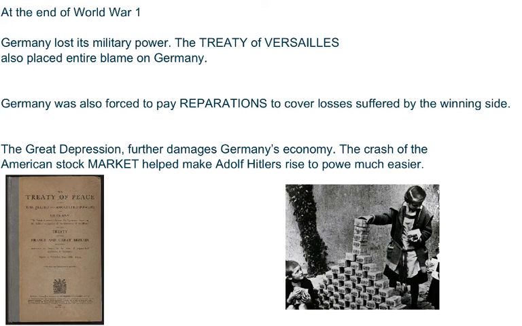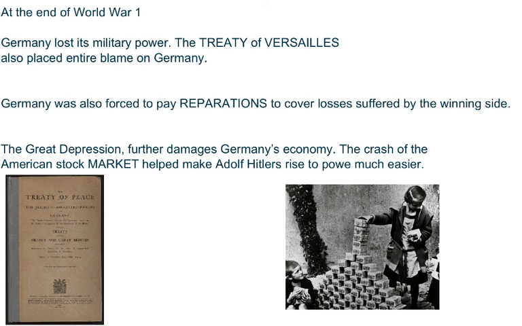Now, the Treaty of Versailles also placed the entire blame on Germany. This treaty, which was signed in Paris, basically laid down the conditions that Germany had to follow at the end of World War I, seeing as they were the loser. For example, Germany was forced to pay reparations to cover losses suffered by the winning side. So they actually had to pay money to America, the French, the English, and so forth, as a sign of saying, we lost the war, here's some money.